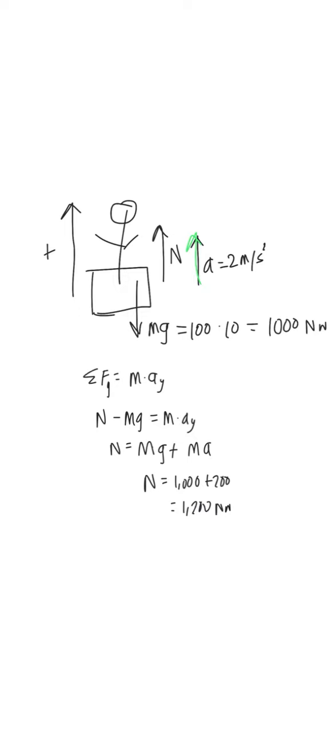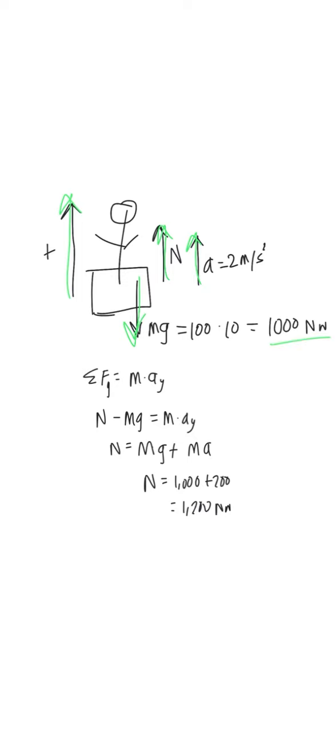So first we have to define a positive direction. So I define the positive direction as the upwards direction, or positive y. And we have to find all the other forces that are acting on this person. So we have the normal force that's acting on the person, and also the mass times the gravity, which is 100 the mass times 10 the gravity, 1,000 newtons.